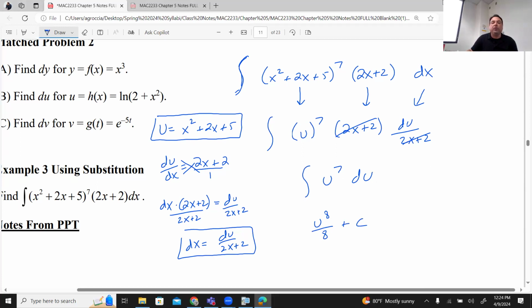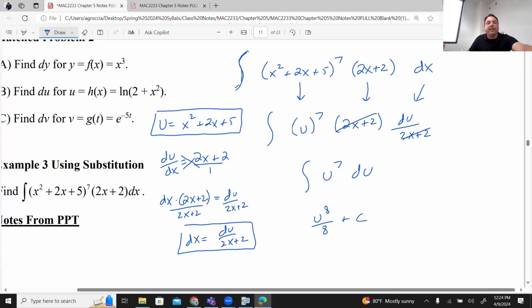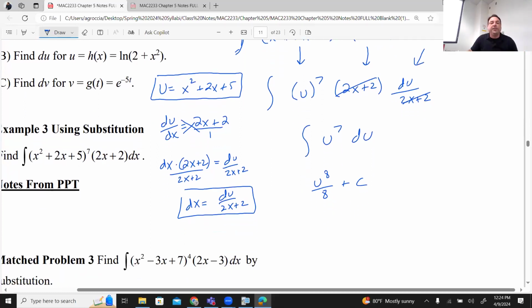And when you take the integral, the du goes away. We don't want our final answer in terms of u. So the very last step is, instead of u, we go back and put what u is: x squared plus 2x plus 5 raised to the 8 over 8 plus c.